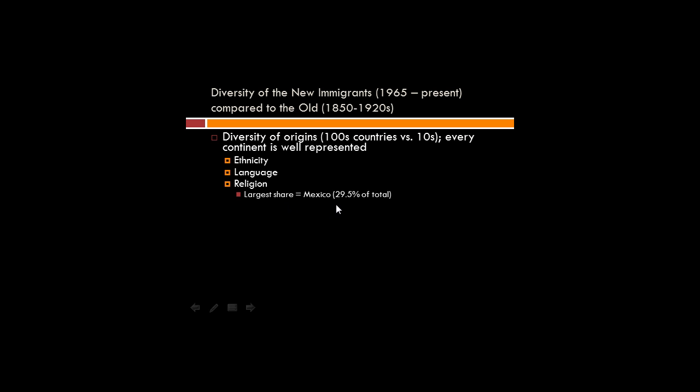But look at how tiny the share of the overall foreign-born population that actually comes from Mexico is. It's just under 30%, which means about 70% are coming from places other than Mexico, whether it's Haiti or Cuba or France. There's a lot of other national groups represented. Mexico just happens to be the one country that in fact does have the largest share.